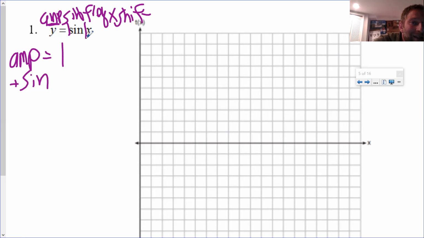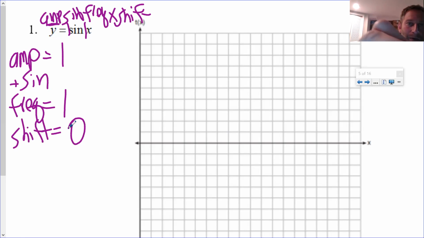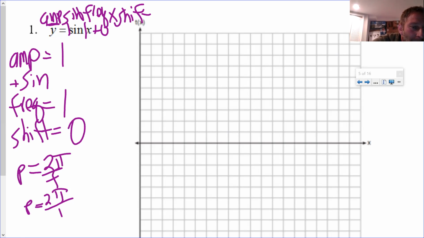Freq is between the sine and the x, so my frequency is 1 in this example. Every example on this lesson, the frequency will be 1 and the shift will be 0. That's only on this lesson. We're just going to focus on the other components today. The shift is what comes after the x. In this case, it's a 0. Now I need my period. Period is 2 pi over the frequency, which is 2 pi over 1, which is 2 pi.